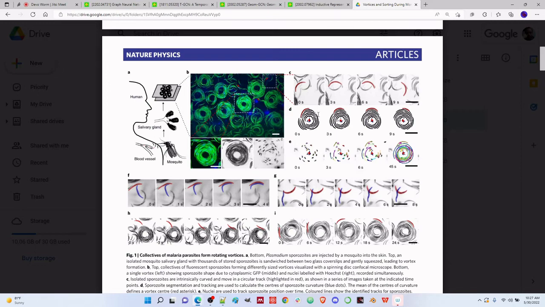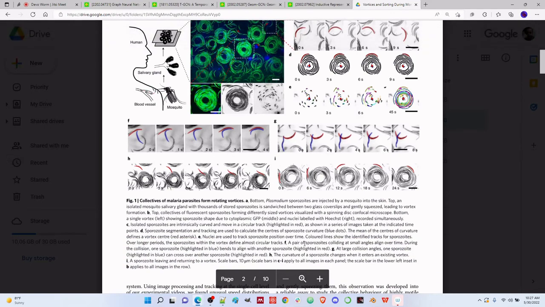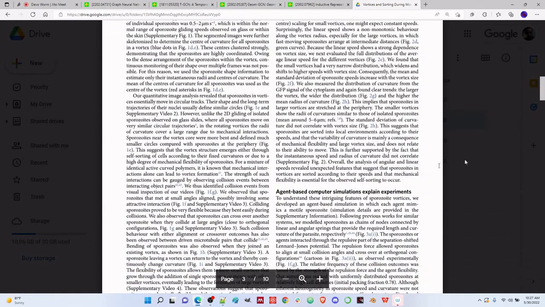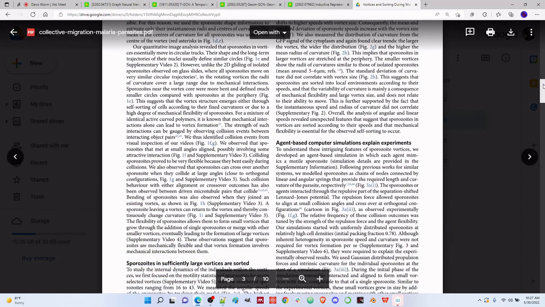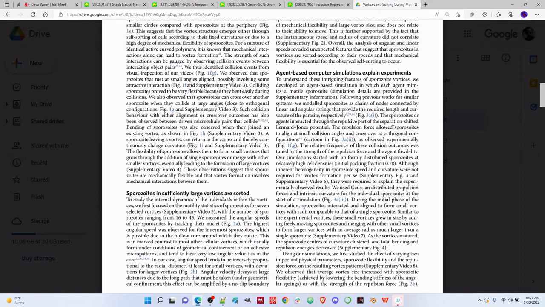Here are some examples of different types of observations that they've made. You can see the single phenotype of a single parasite here, a sporozoite, and then the collective sporozoites here, where you have a bunch of them moving around in a synchronous fashion. They go through some of this. They run their agent-based simulations on this, and they show some examples of the physics and how they affect this collective.